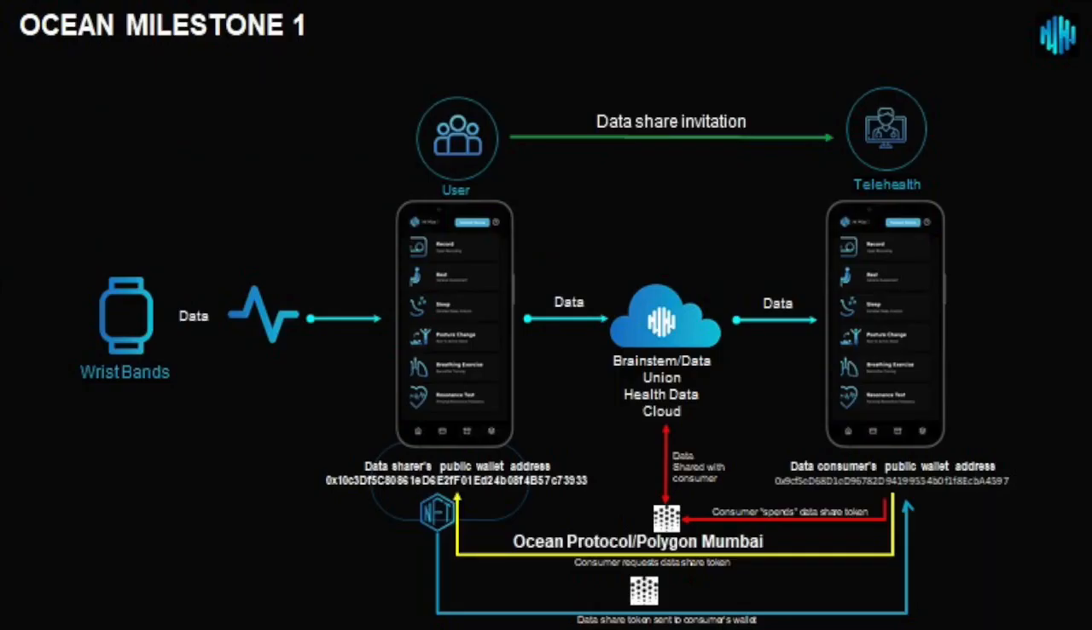So this concludes our journey and the milestone for Brainstem.Health. Here we can see we shared the data. We were able to use the data share and the data token over the data NFT to get the consent of the user and then use this consent data token to access the data, which happens over the Brainstem and DataUnion Health data cloud. But all the consent and the spending has been documented on the blockchain.